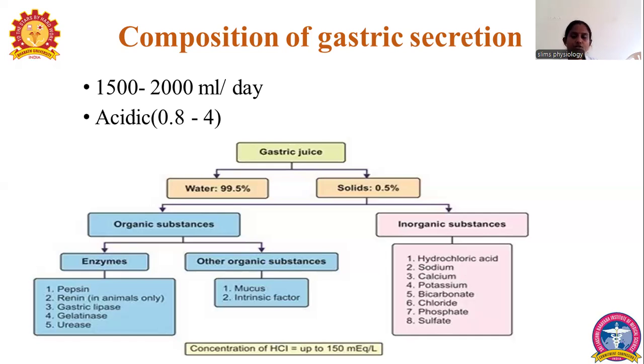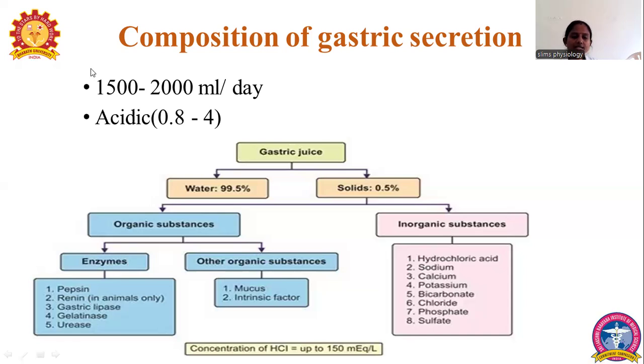So apart from that, it also has sodium, calcium, potassium, bicarbonate, phosphate, and sulfate. Then we move on to the organic constituents. In the organic constituents, we have enzymes and we have other organic substances. In the enzymes, the first one you should always remember is pepsinogen. This pepsinogen is secreted from the peptic cell, which is converted to pepsin by the action of hydrochloric acid in the stomach.